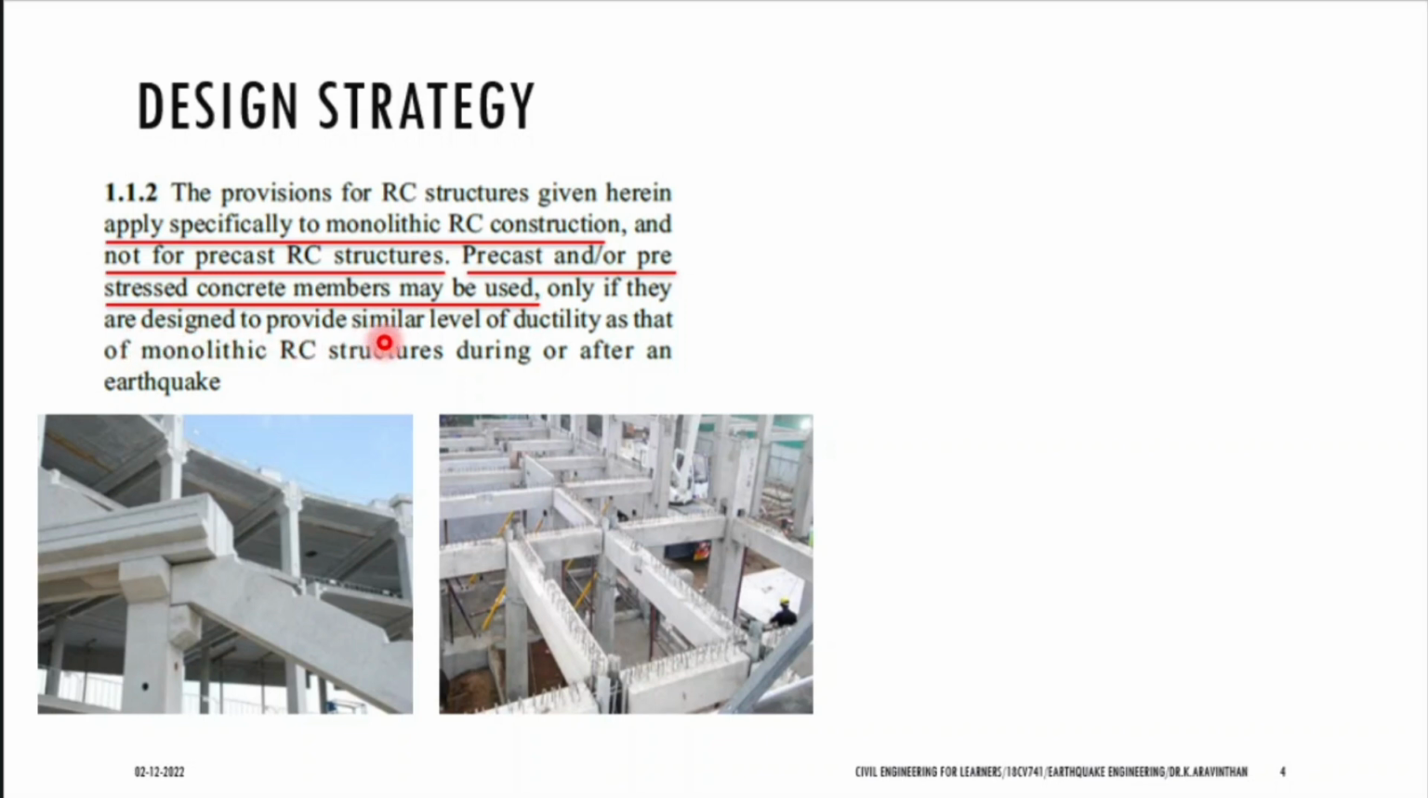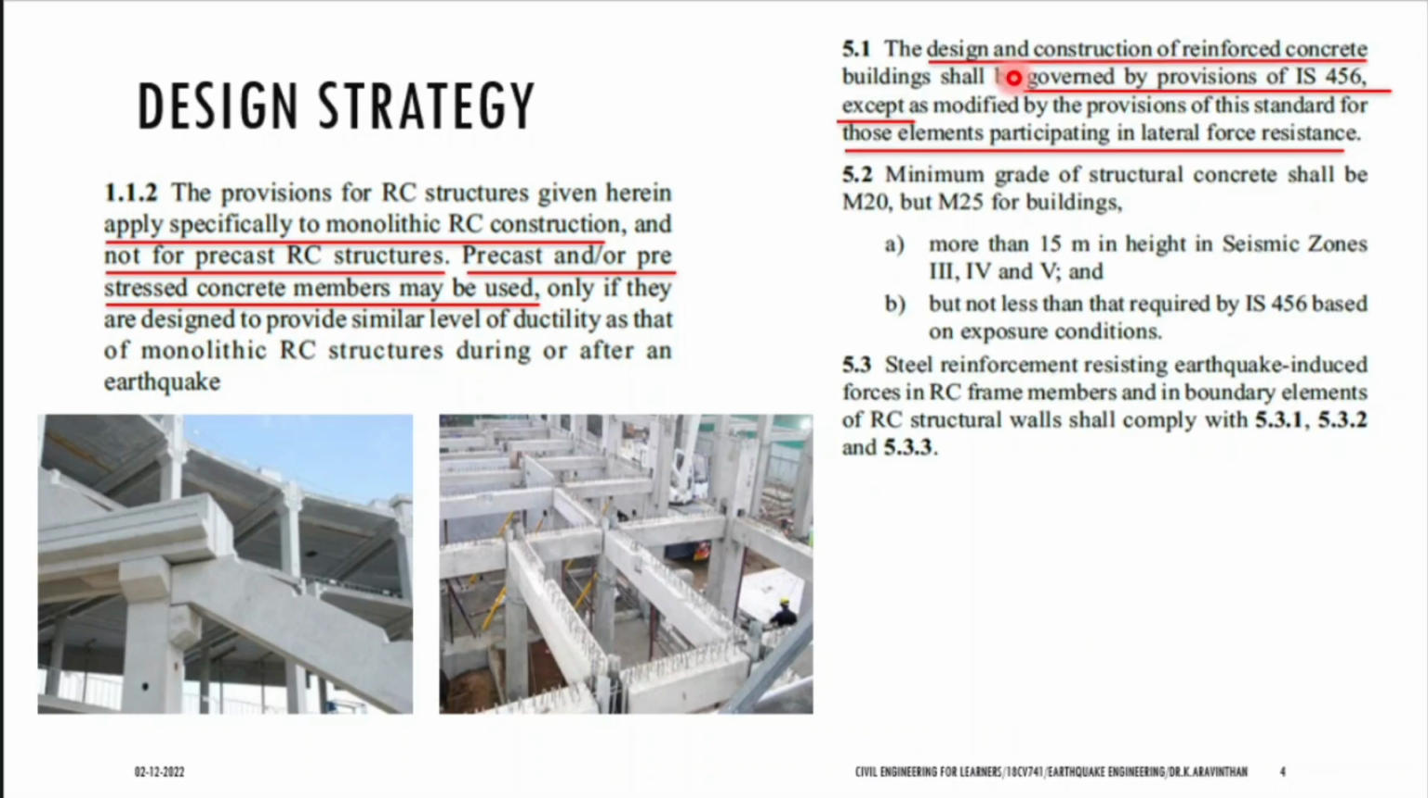Only they are designed to provide a similar level of ductility. Wherever possible, the design and construction of reinforced concrete shall be governed by IS 456 only. Throughout India, if you are designing or constructing a concrete structure, primarily it has to follow what code? IS 456. Along with that, you have to use IS 13920. So both the codes are applicable.